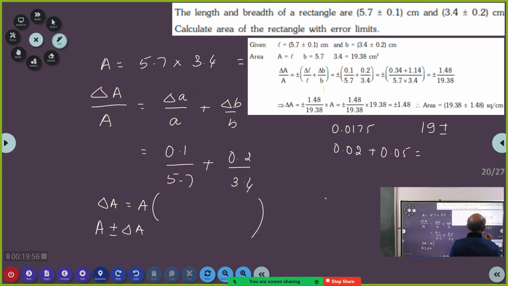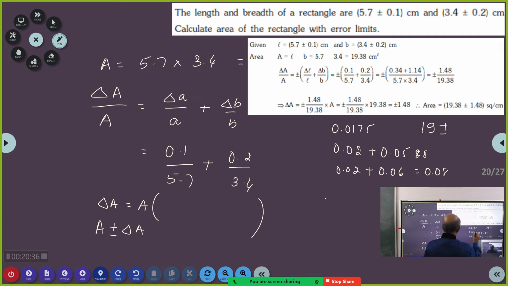So 0.588, you will get it as 0.06. So 0.02 plus 0.06 gives you 0.08. Now you see the reporting here. What you are actually doing is adding the errors, delta A by A, delta A by A. So you got 0.08.